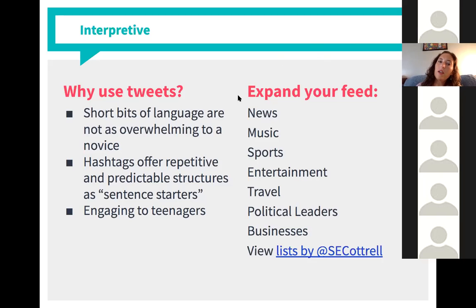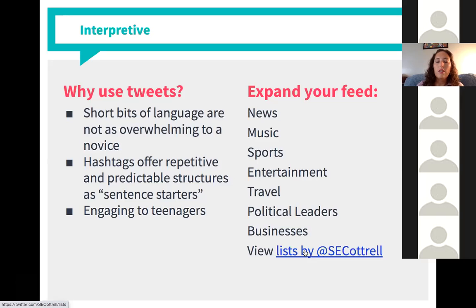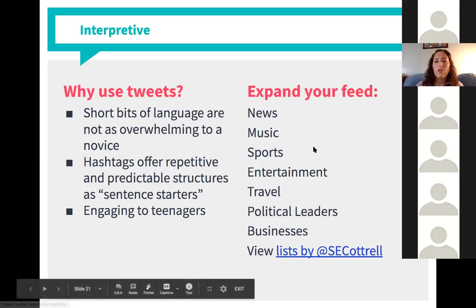So basically what I would recommend, if your feed doesn't have something, if you notice something lacking, is that these are some types of categories that you might want. And again, you can click on the link and see more lists by Sarah Elizabeth Cottrell. She has more lists like artists, and I think she has sports leaders and things like that that you can add to your feed.